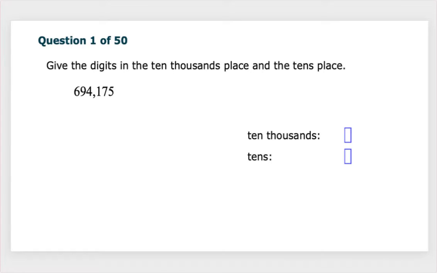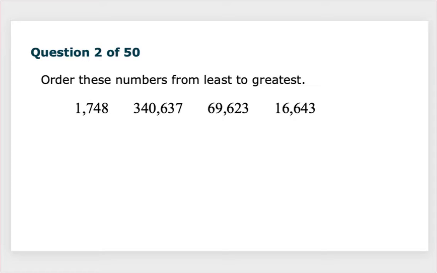Okay, so we know that coming from the right, we're moving to the left. This is the ones. Tens, which was one of the ones that we're supposed to give, hundreds, thousands, 10,000s, 100,000s. So the 10,000s place is right here, and that is a 9. And the tens place is right here, and it is a 7. So we're reviewing our place value.